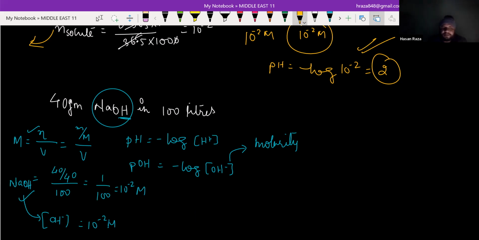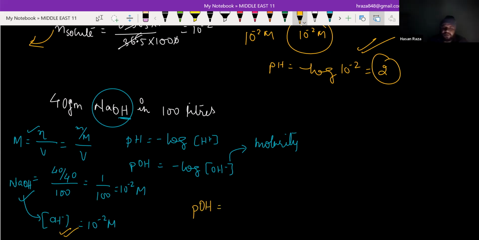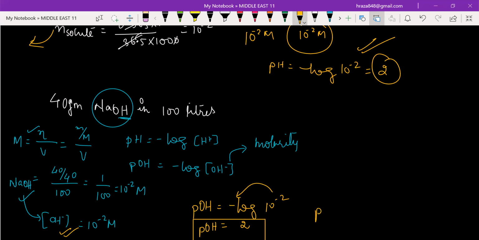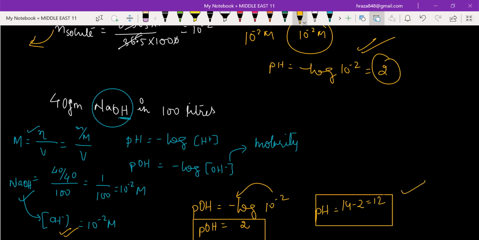Okay. Is this clear? Yes, sir. Now we are going to calculate pOH. That will be equal to minus log of OH minus, that is 10 raised to the power minus 2. So you can easily calculate, pOH is equal to 2, right? Yes, sir. And pH you can easily calculate, that will be 14 minus 2, that will be equal to 12, right? Yes. So it's so easy.